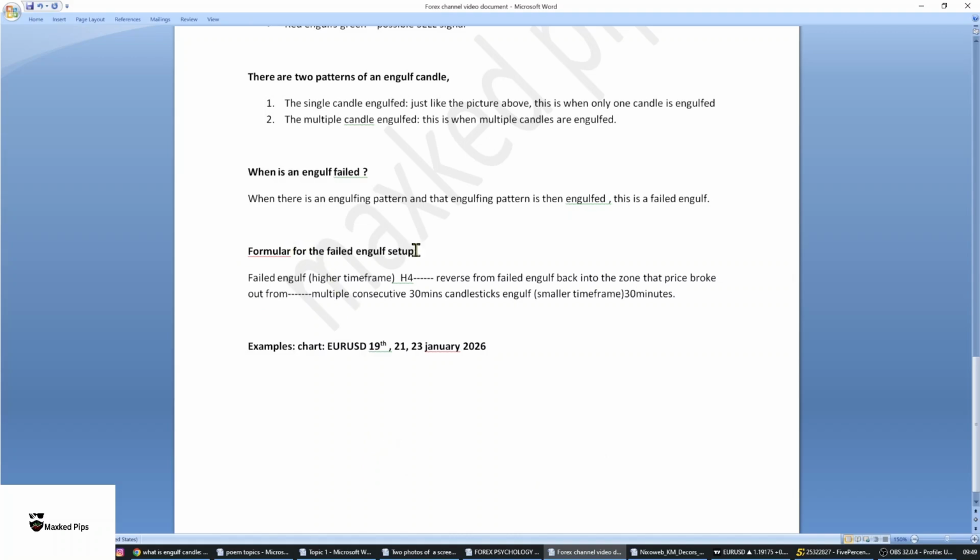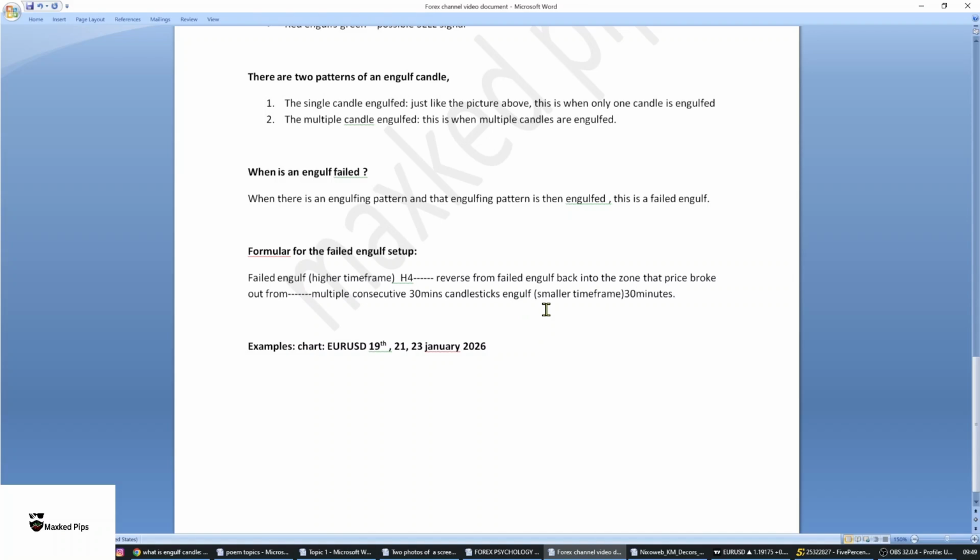And the formula for the failed engulf setup is, first of all, you go on your higher time frame to spot a failed engulf. And for this video we're using H4 for our higher time frame. Then you wait for a reversal from that failed engulf back into the zone that the price broke out from. And once price has reversed into that zone, you wait for multiple consecutive 30 minute candlesticks to be engulfed. We're using 30 minutes for our smaller time frame.